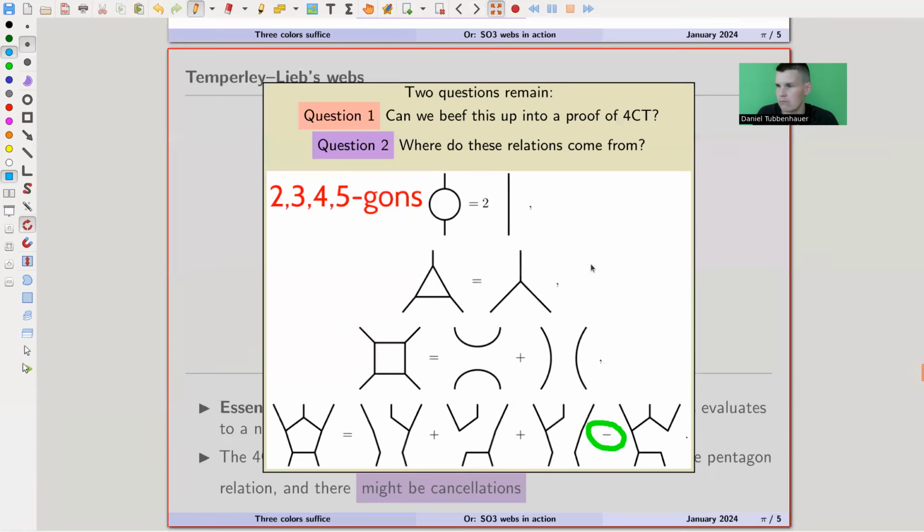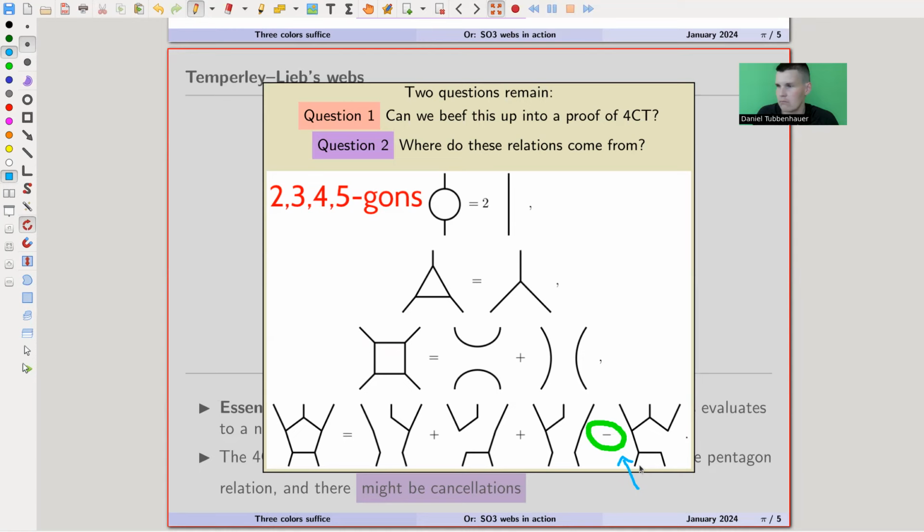Okay, two questions remain. Can we beef this up? There's this little sign that is annoying. Can we beef that up into a proof of the 4-color theorem? The answer is yes, we can, but it's still a good bit of proof. And question 2 may be more tempting.